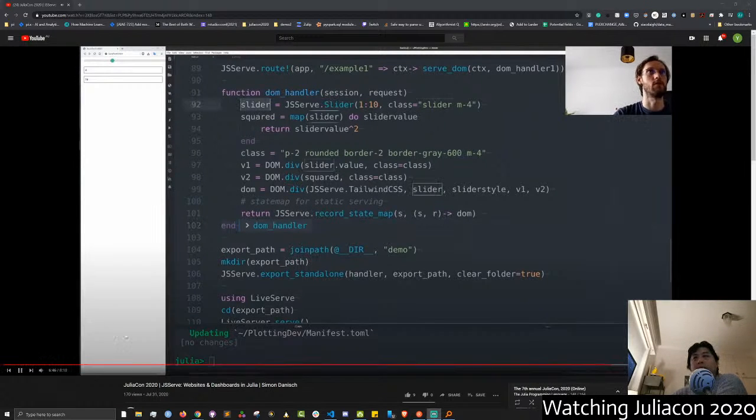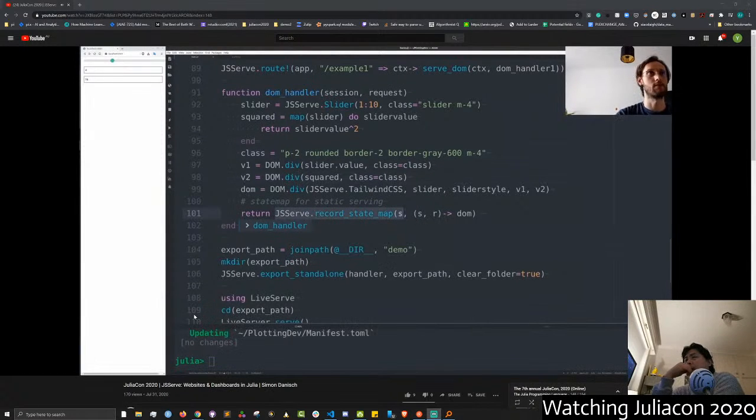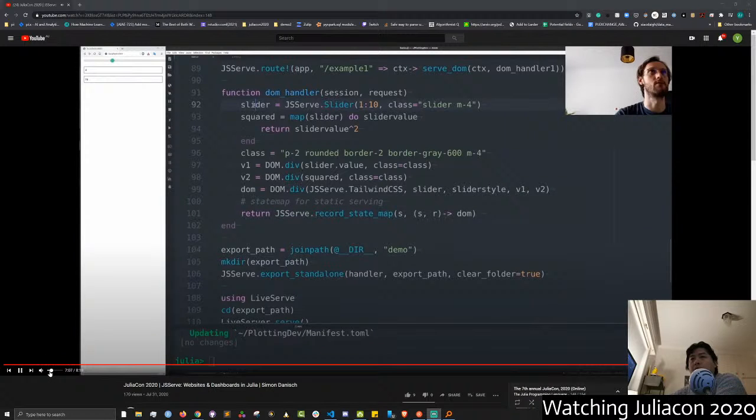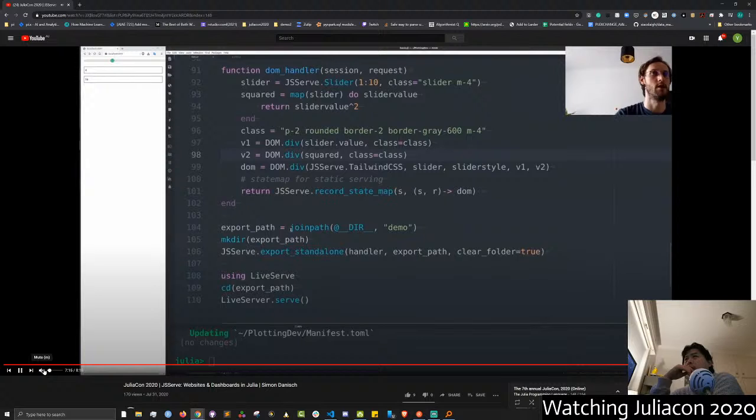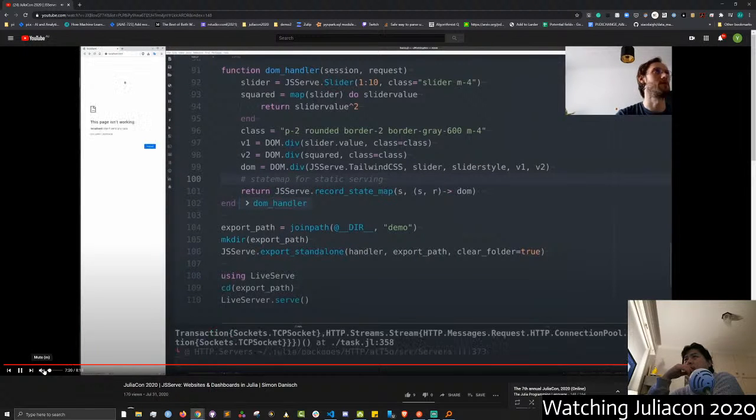So here we just use our slider. I'm actually using Tailwind here to very quickly style our little example via Tailwind classes, which is a lot easier. And then instead of just returning the DOM, we return this record state map, which will record all states triggered by the slider. And that combined with JSServe export standalone will enable you to export a standalone static app.